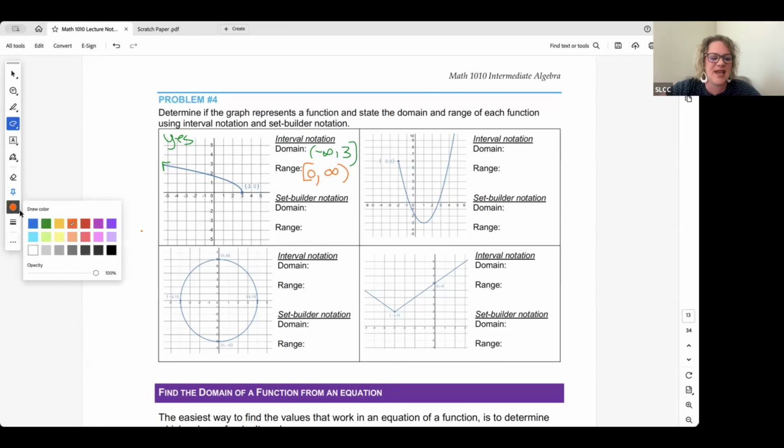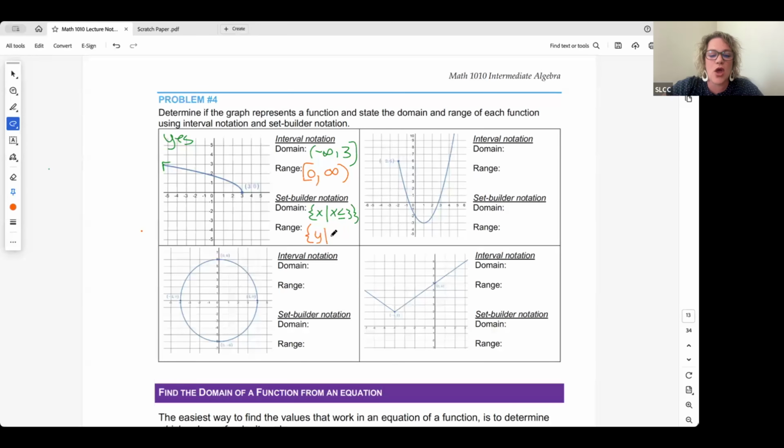All right, how do we state that in set builder notation? Set builder notation, you would put a squiggly. This is the x values such that x is less than or equal to 3. What about the range? With my range, it's a y value such that y is greater than or equal to 0. Let's look at the circle.